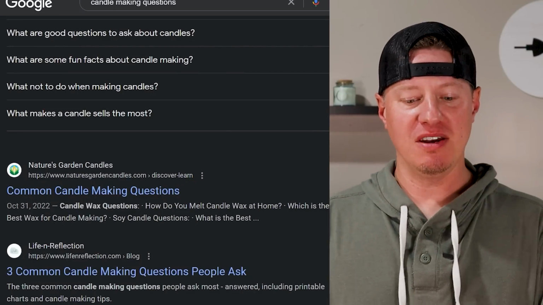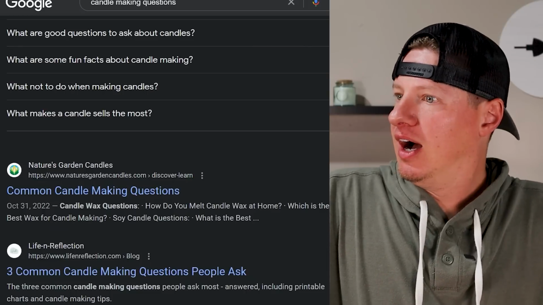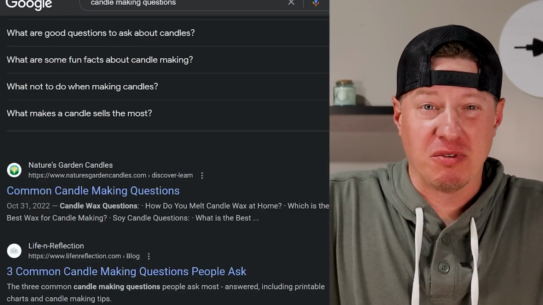Number two, what are some fun facts about candle making? Fun facts. It's a growing industry every single year. That's not super fun, but it is relevant. 7 out of 10 households on average, actually that number's gone up, I think it's like 8 or 9 out of 10 now, burn candles. 7 of them regularly burn candles, and then 8 or 9 at some point throughout the year are burning candles for a period of time.